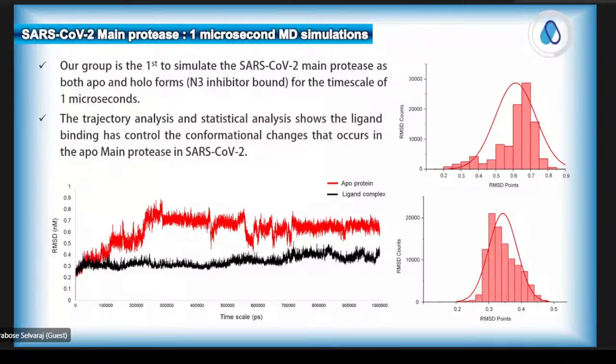If you see the RMSD between the red and black, there is a huge change. The black is the ligand bound complex. The conformation is getting arrested. The RMSD count is decreased for the black, while for the apo the RMSD count is increasing, reaching up to 0.6 or 0.7, and the frequency is going up and down. This confirms that in the apo condition the protein is more dynamic, and when the ligand goes and binds, this can be a perfect drug target.